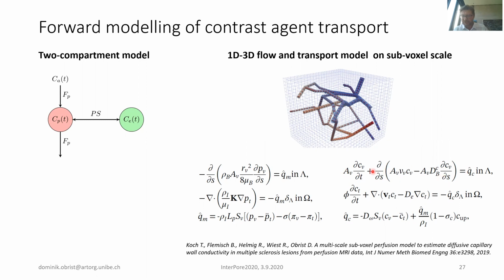We have contrast agent transport inside the vessels, mostly by advection, and we have contrast agent transport inside the extravascular space by the Darcy flow, and we have a diffusive transport through the vessel wall for the contrast agent. So this d_W is the diffusive wall conductivity, and we'll see in the following that this is actually the parameter we're looking for. This is the parameter which determines how leaky the vessel actually is.